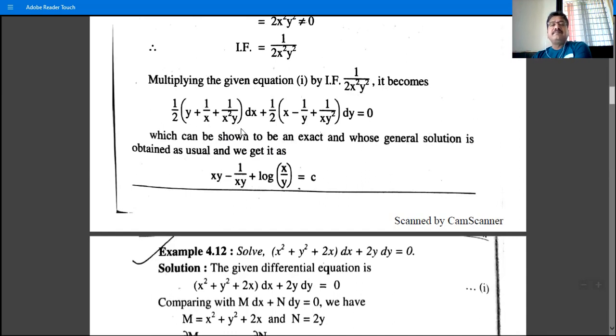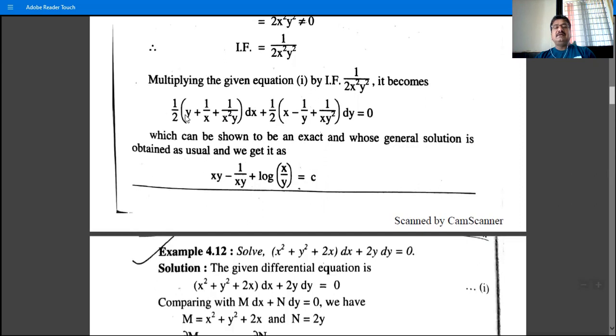Now this is M and this is N, and if you find dou M by dou y and dou N by dou x, then both are the same. And whose general solution is what? General solution is integration M dx, that is integration of this M dx, plus terms in N independent of x. So terms in N independent of x is only one term, which is minus 1 half into 1 by y, dy, integration with respect to y. So we have this answer.